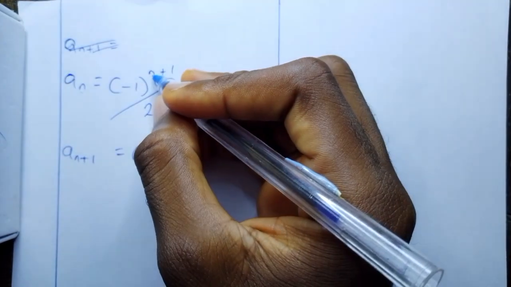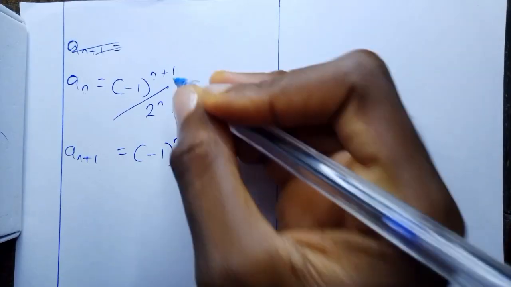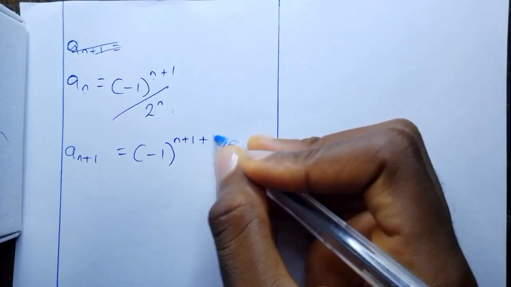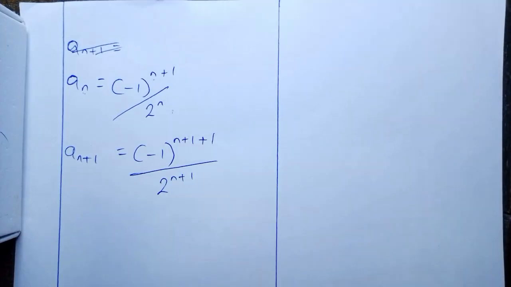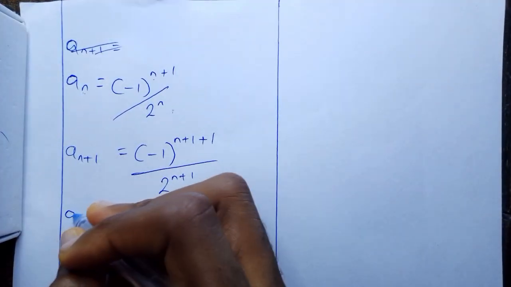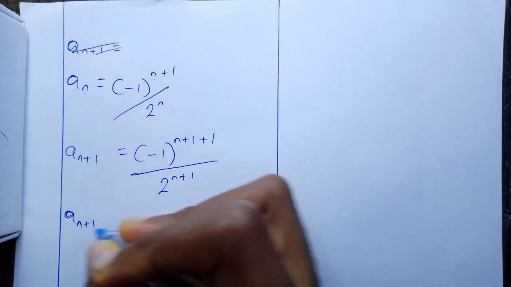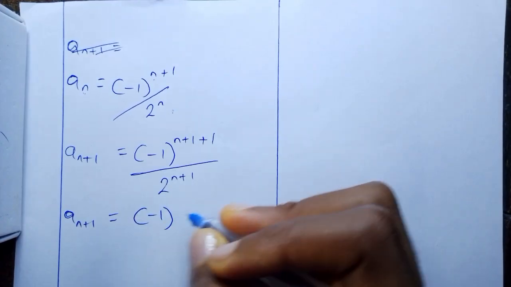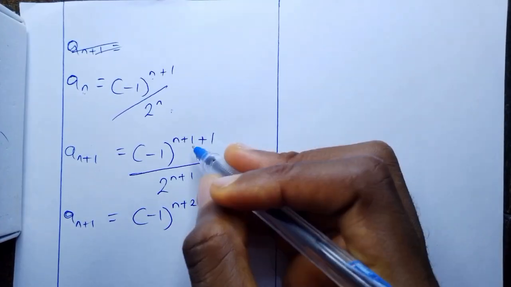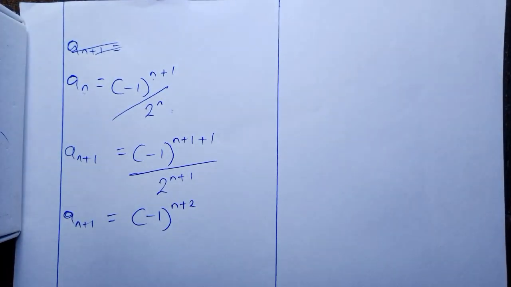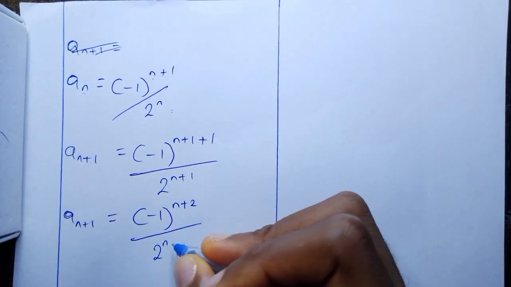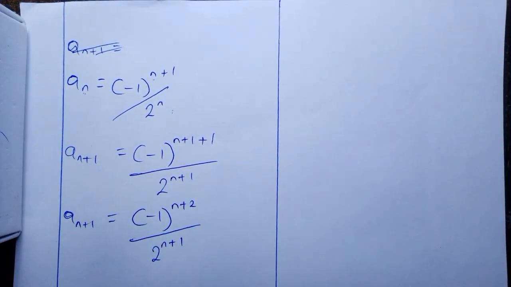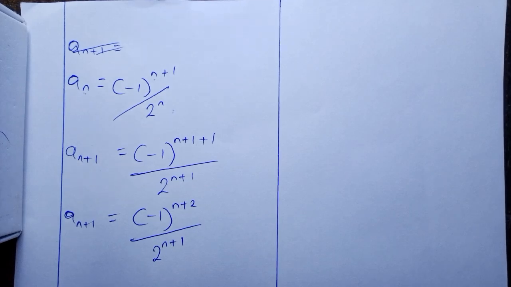Here is n. We put what? N plus 1, than the original plus 1 here already, plus 1 all over 2. This n, we put what? N plus 1. Simplifying further, we have a subscript n plus 1 equals minus 1 raised to n plus 2, because 1 plus 1 is 2, all over 2 raised to power n plus 1. Once you have 1 plus 1, what you enter here is n plus 2.